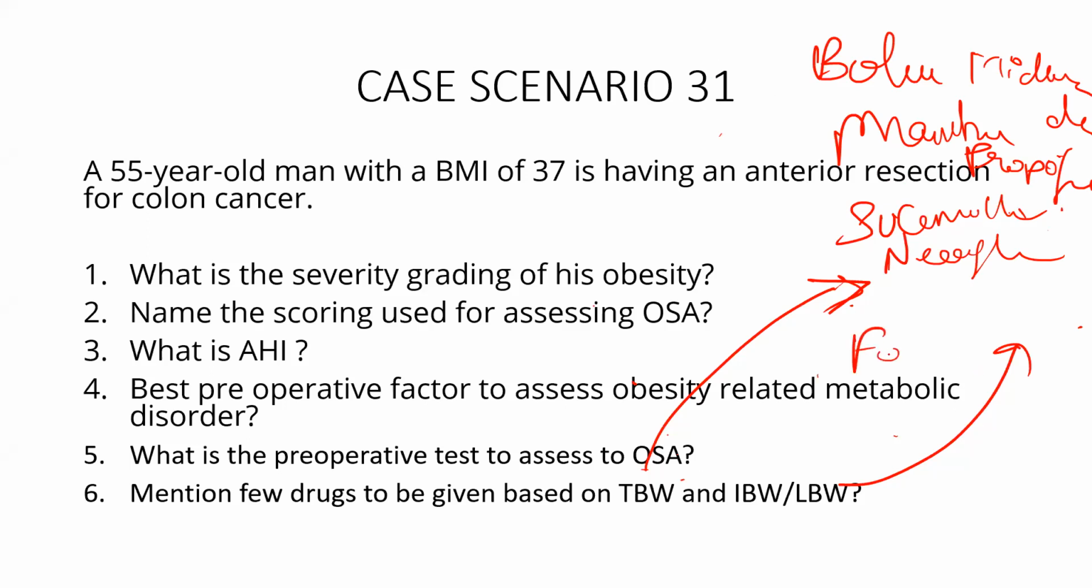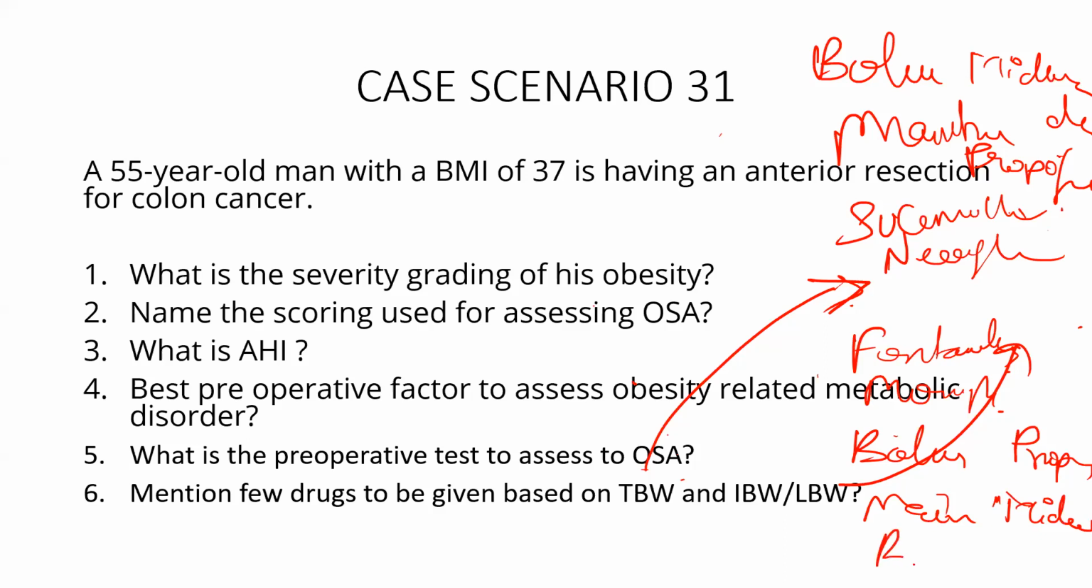Ideal body weight: fentanyl. Majority of the opiates are given on ideal body weight. Fentanyl, morphine, then bolus dose of propofol, maintenance of midazolam, exactly opposite. Okay. Midazolam, then vecuronium. These are the drugs which are given based upon the ideal body weight or lean body mass. Ideal body weight is given by lean body weight plus 10 to 20% of lean body weight. So this is a way to calculate ideal body weight.